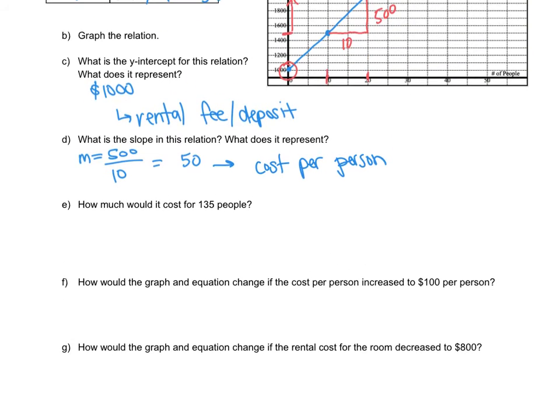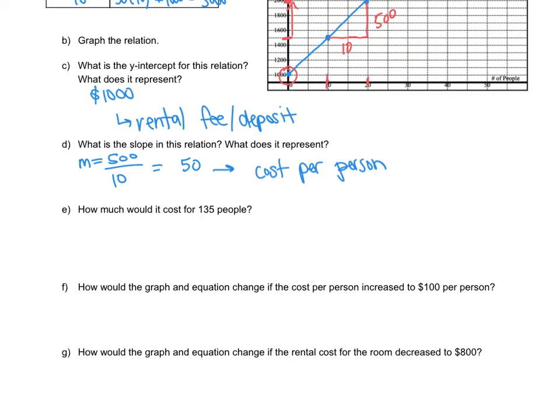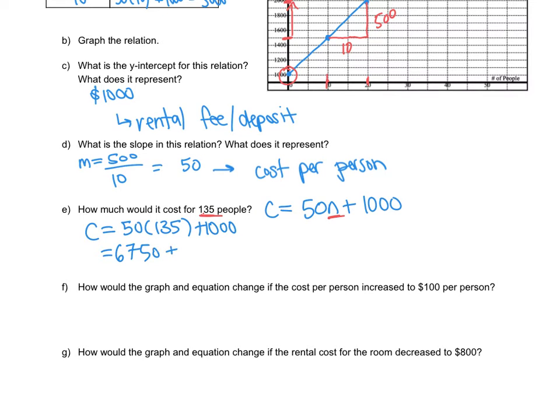All right, let's do some follow-up questions. How much would it cost for 135 people? So I'm just going to write our equation as a reminder. This was our equation, and when we read the question carefully, we know that C is the total cost, which is what we're looking for, and N is the number of people. So I'm going to replace N with 135. And here we are literally just simplifying. So I'll do 50 times 135 on my calculator, and I get 6,750. And then I have to add on that 1,000 deposit, which is 7,750.